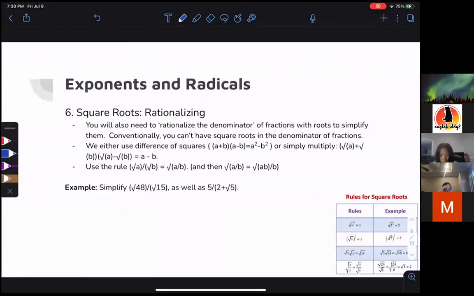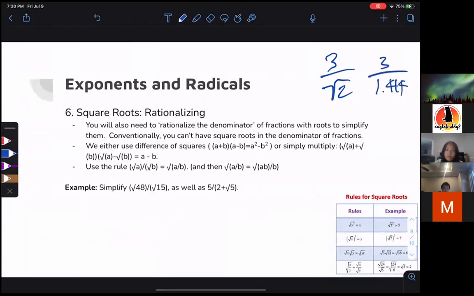All right, square roots, rationalizing. You will also need to rationalize the denominators of fractions with roots to simplify them. Conventionally, you can't have square roots in the denominators of fractions. Like you can't have something like 3 over the square root of 2. Why? Well, it's just convention, and if you think about it, how do you divide by this irrational number that has no real pattern to it? It's just physically difficult to divide by a number like root 2.